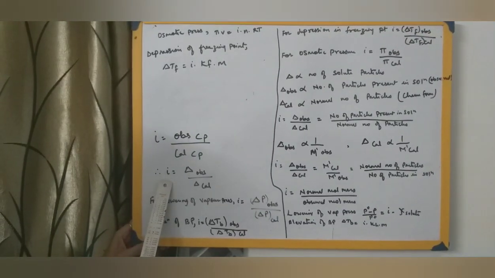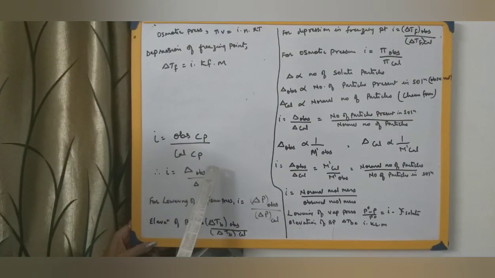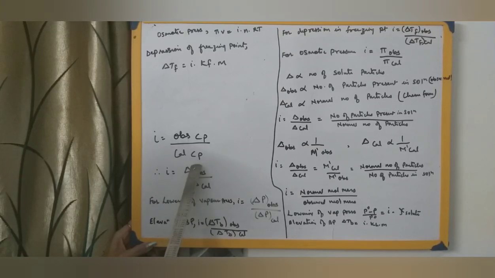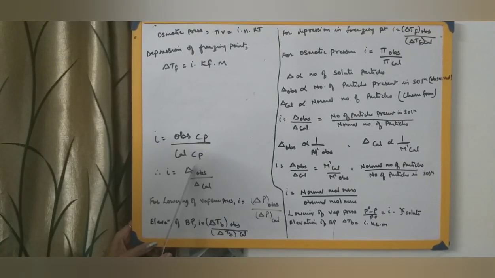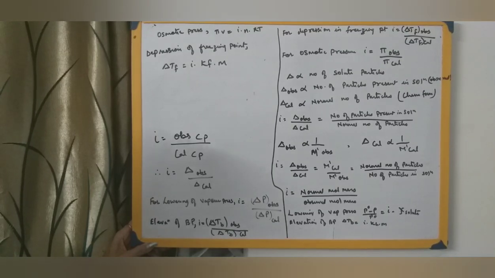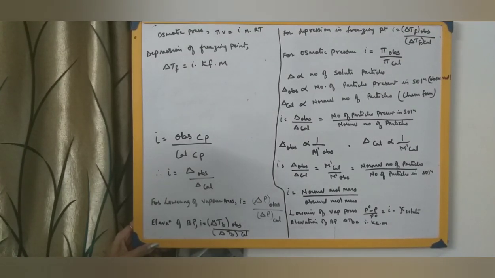So Van't Hoff factor i is equal to delta observed upon delta calculated. Now what this delta means is that delta represents the colligative property: the ratio of the colligative property which is observed to the colligative property which we are calculating on the basis of the chemical formula.